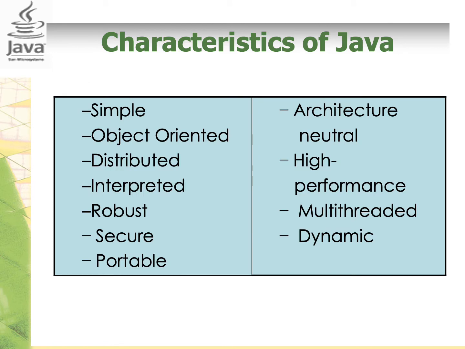This slide here shows the characteristics of Java. Java is simple, object-oriented, distributed, robust, secure, portable, and also dynamic. We are not going to learn all of this, but if you are interested to know more, then you can look at each of these characteristics of Java.